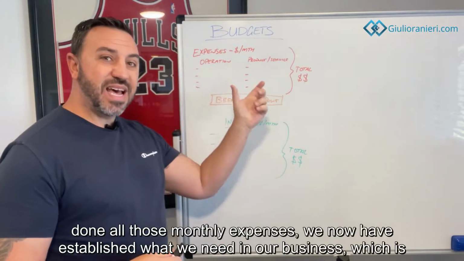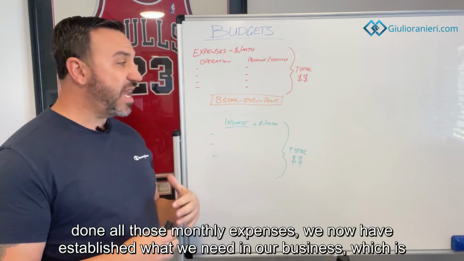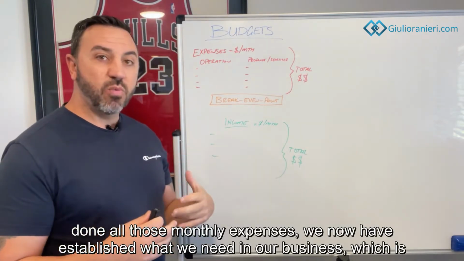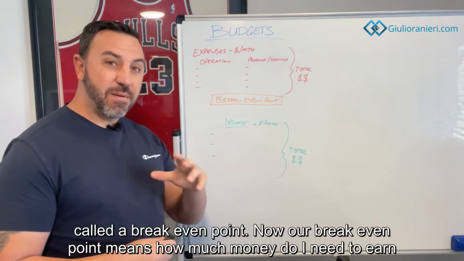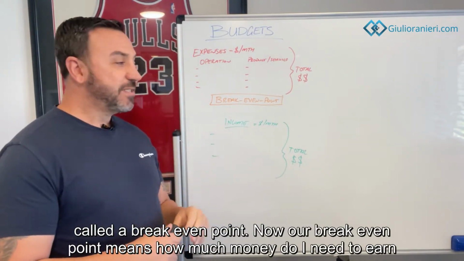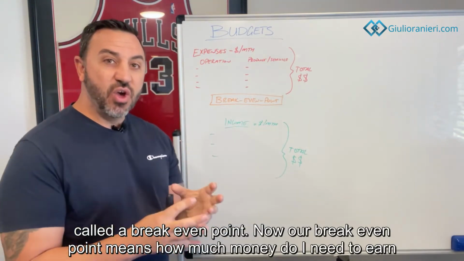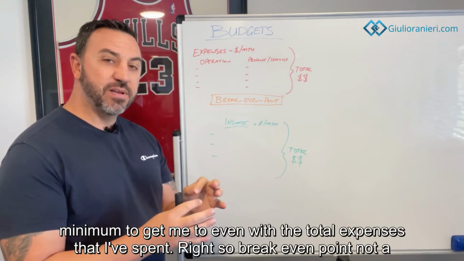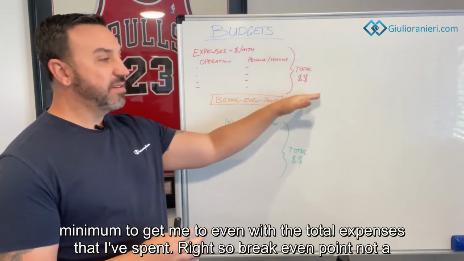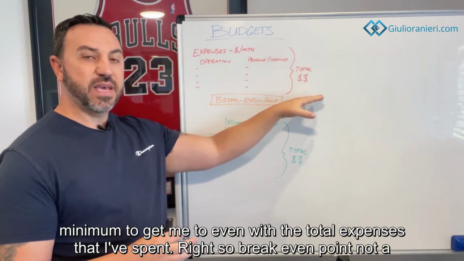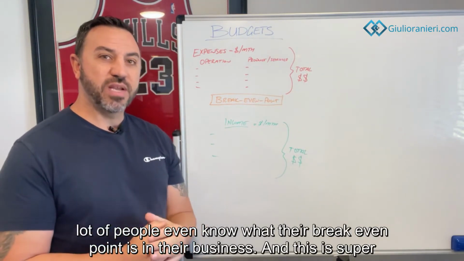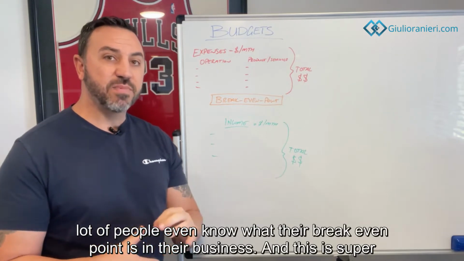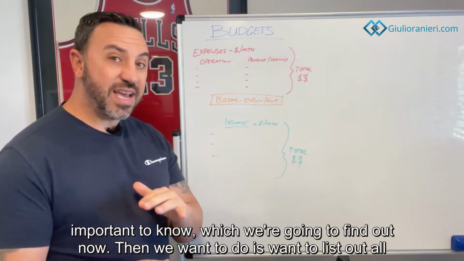So once we've done all those monthly expenses, we now have established what we need in our business, which is called a break-even point. Now, a break-even point means how much money do I need to earn, minimum, to get me even with the total expenses that I've spent. Right, so break-even point, not a lot of people even know what their break-even point is in their business. And this is super important to know, which we're going to find out now.